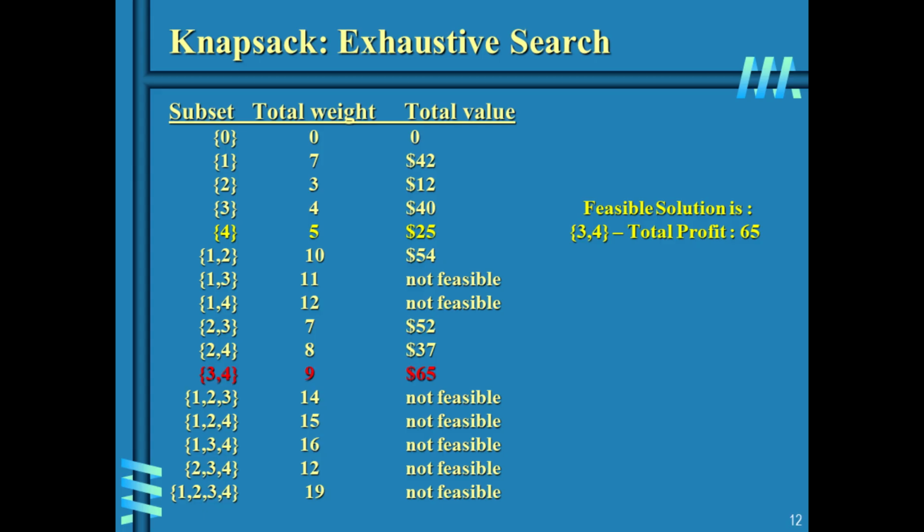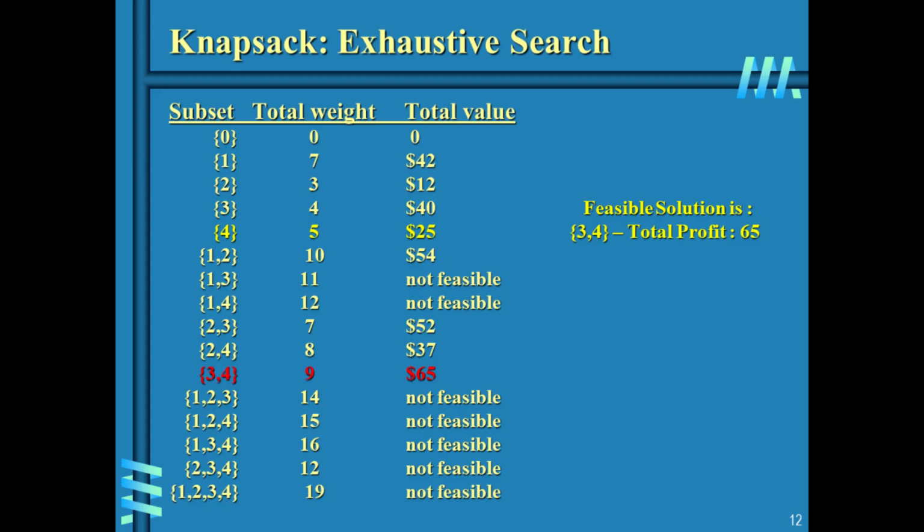Now I am trying the next possible combination, placing item number 1 and 2 inside the knapsack, whose total weight is 10, which is equal to the knapsack capacity 10, and the total value when placing item number 1 and 2 is 54.